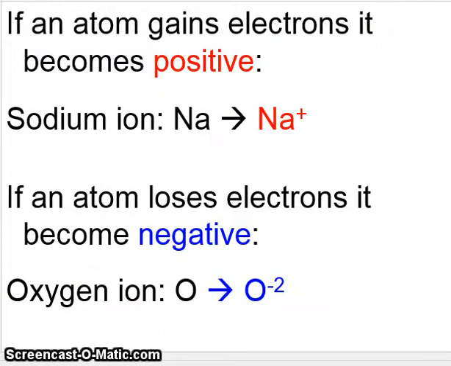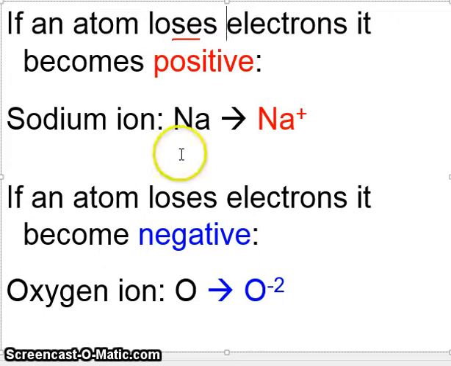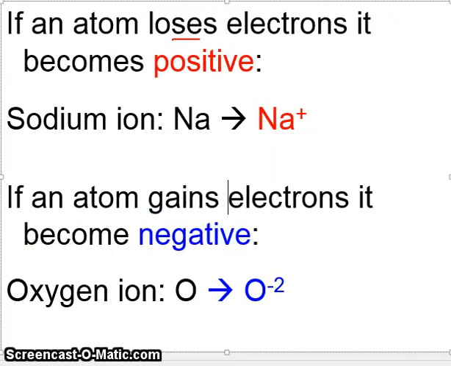So here's kind of the rule. If an atom gains electrons, it becomes negative. Whoops. This should be backwards. Let's apologize. There actually is a little typo here. If it loses, it becomes positive. And if it gains, it becomes negative. Go ahead and change that in your notes accordingly. I apologize for that. So losing electrons makes the atom positive because negatives have been taken away from it.